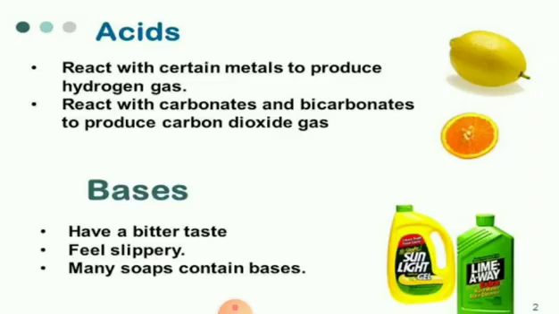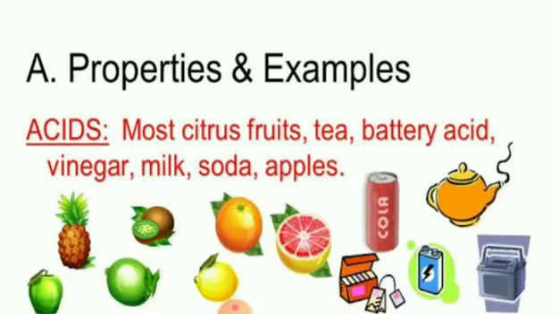So the acid reacts with a certain metal. What will happen? It produces hydrogen gas. Acid reacts with carbonates and bicarbonates to produce carbon dioxide. When acid reacts with metal, it releases hydrogen gas. When acid reacts with carbonate and bicarbonate, it produces carbon dioxide. Do you follow, students? Later we will discuss bases. Most citrus fruits, tea, battery acid, vinegar, milk, soda, apples are acidic substances. Do you follow, students?